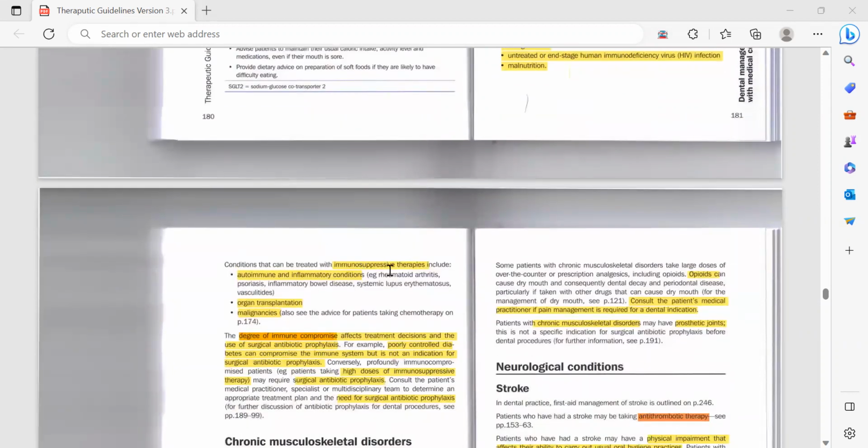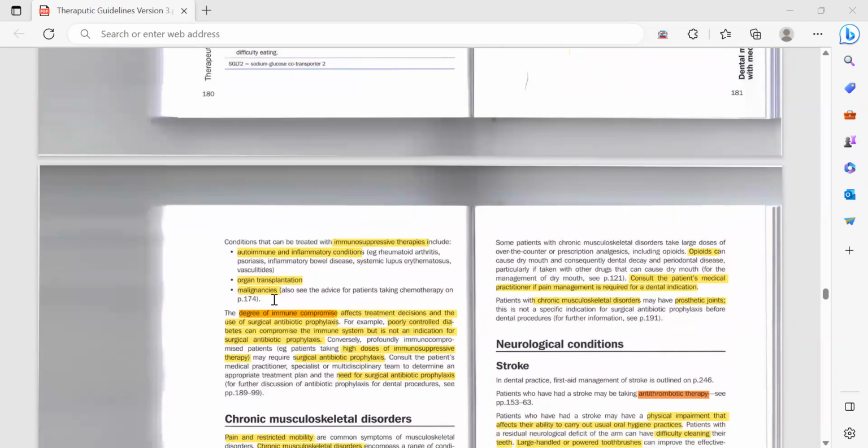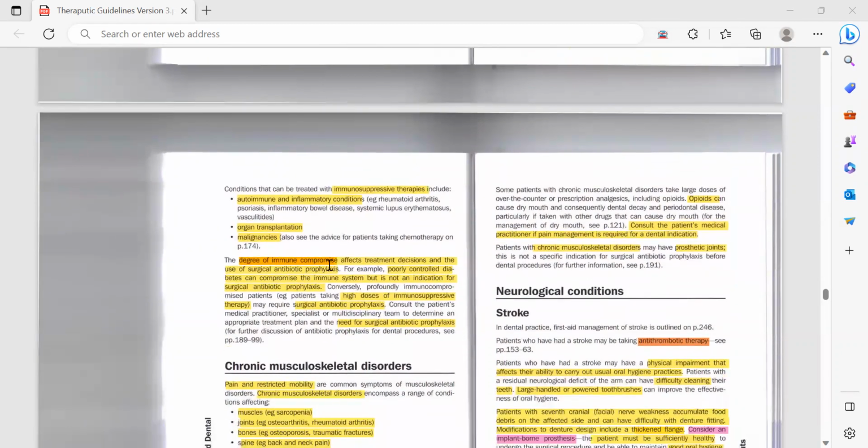Conditions that can be treated with immunosuppressive therapies include autoimmune and inflammatory conditions such as rheumatoid arthritis, psoriasis, inflammatory bowel disease, systemic lupus erythematosus, or any vasculitis. Sorry about the pronunciation. And then organ transplantation and malignancy. So these patients would be taking medications which do suppress their immunity, which are the corticosteroids, right? The degree of immune compromise affects treatment decisions and the use of surgical antibiotic prophylaxis.